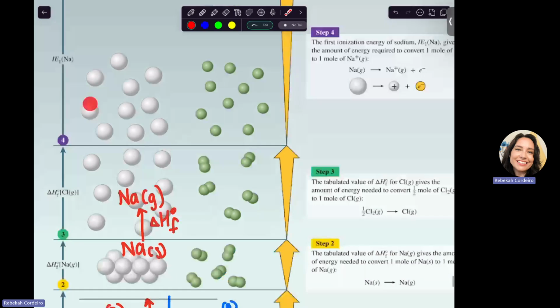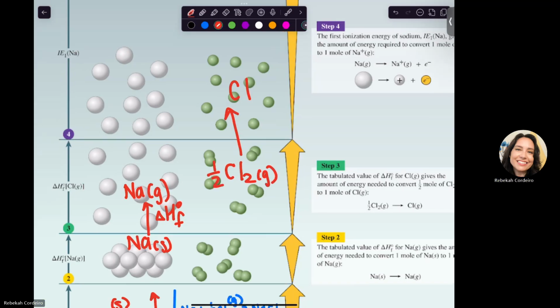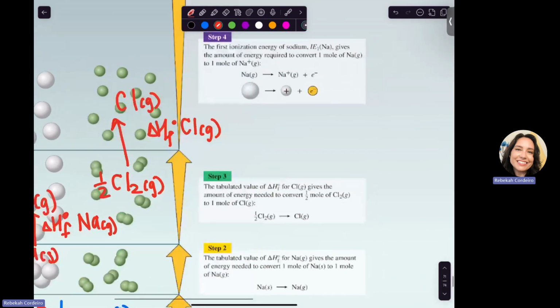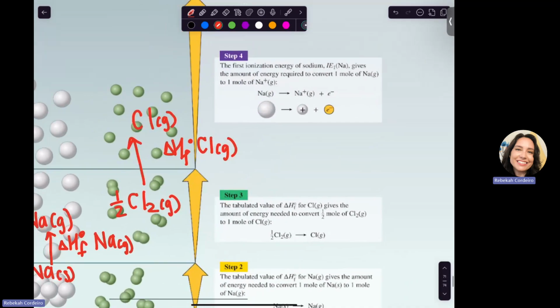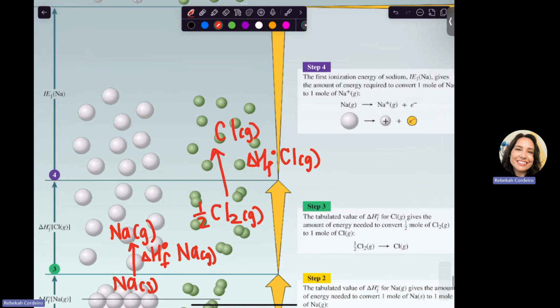Then we have our sodium gas already, but we want to change our chlorine into individual pieces. So we have our chlorine gas, and we're trying to turn it into chlorine pieces. We need to balance this, so we'll say 1/2. And so this is the enthalpy of formation of the chlorine gas. This one is the enthalpy of formation of sodium gas. Again, this is all kind of over here. If you look at the slide and you zoom in on it, it's showing you these reactions, but I want to write them directly over the picture so you can see what I'm talking about.